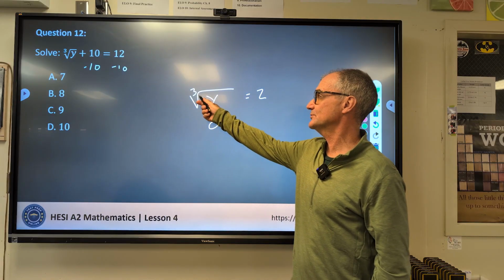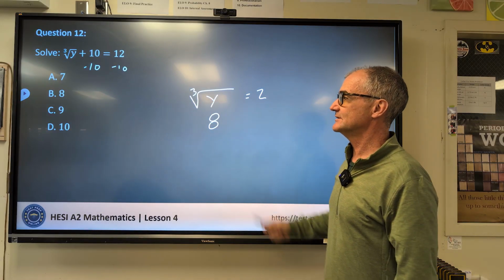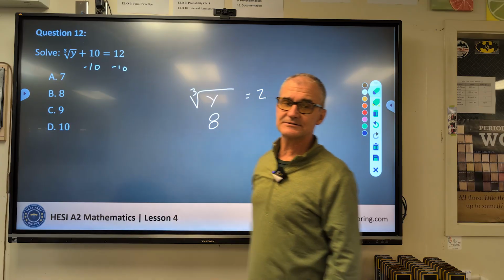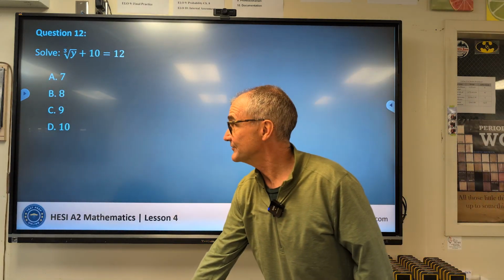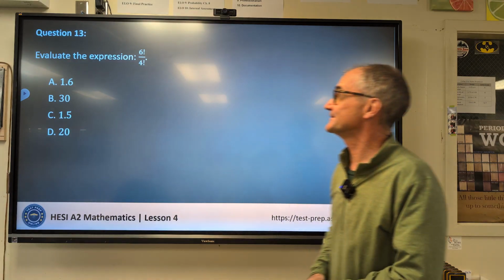So I could see the cube root of 8 is equal to 2. So the correct answer, answer B, right there. Problem 13, we're getting closer here.